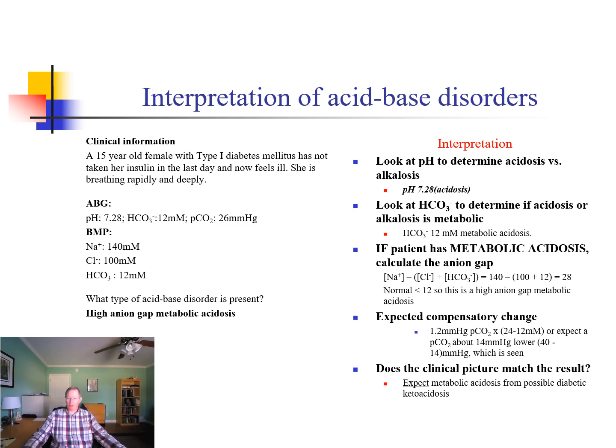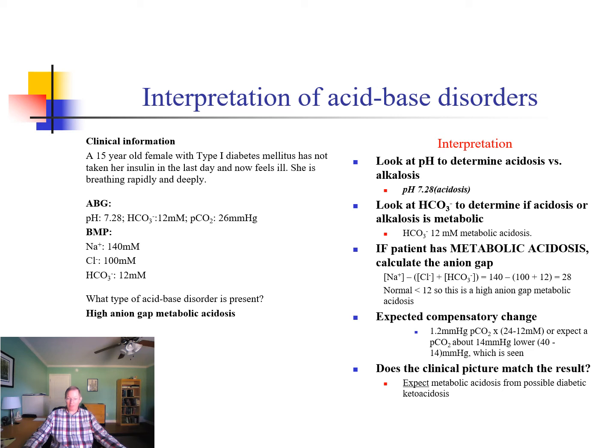So the first thing we look at is the pH. 7.28 means that we're acidotic. It's less than 7.40. Next, we look at the bicarbonate. The bicarbonate is 12. That is consistent with a metabolic acidosis. Now, anytime metabolic acidosis leaves your lips, you need to calculate an anion gap, because remember, it comes in both the high anion gap and the non-anion gap metabolic acidosis. So this is the only time when I use this BMP data. Otherwise, I don't use it.